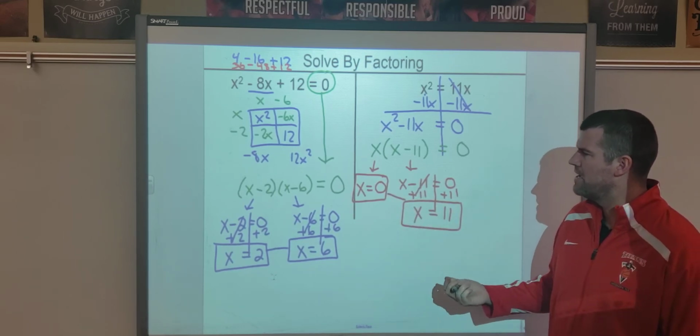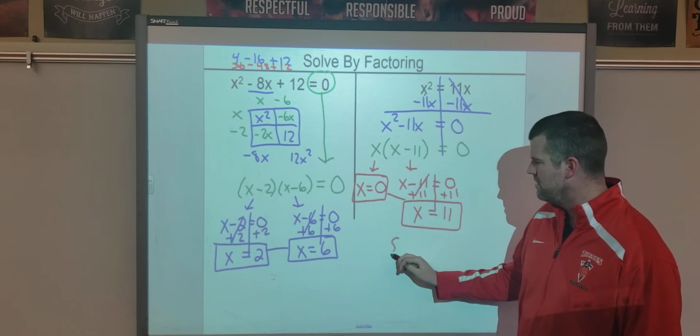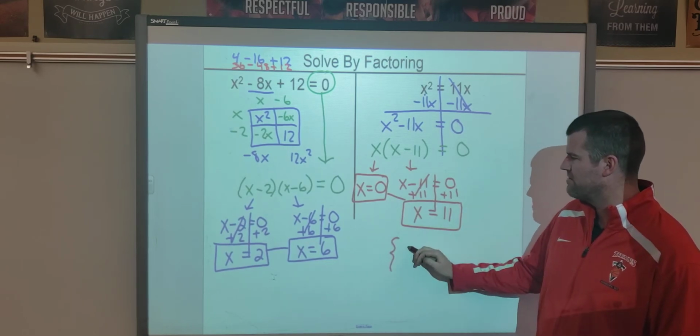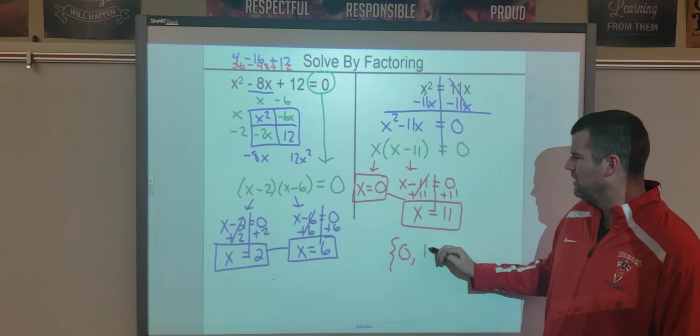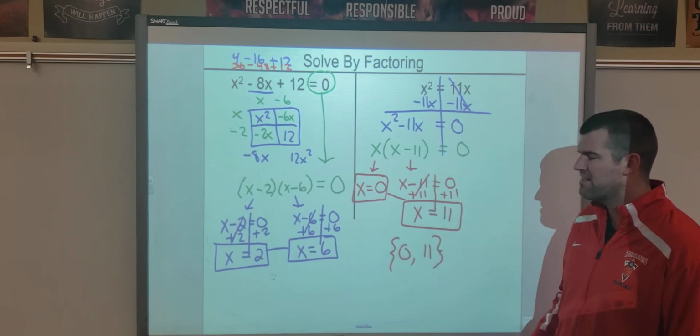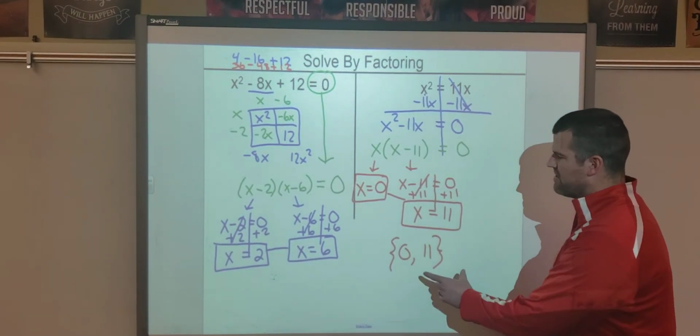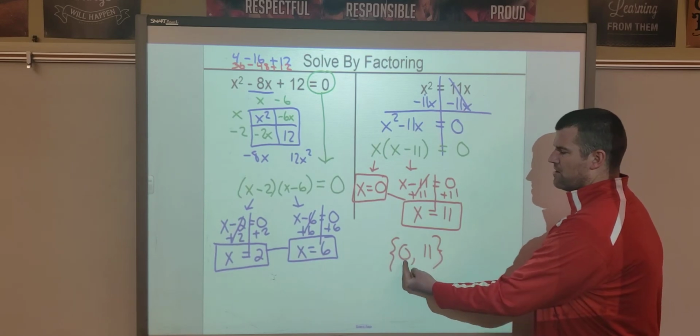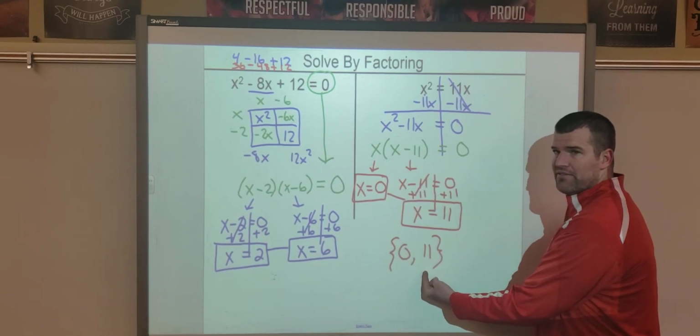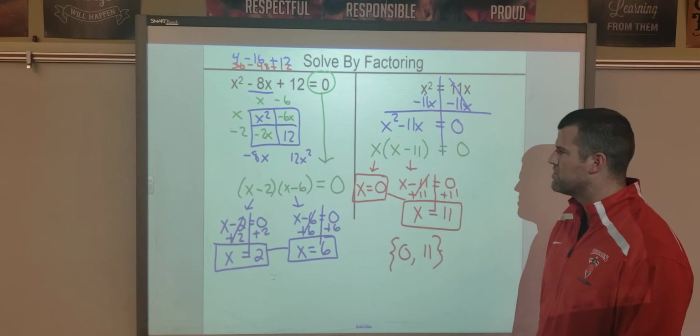When you're doing this on Elluminate, you'll probably get this kind of set notation. It'll say 0, 11. That doesn't mean it's the ordered pair 0, 11. It just means that your solution set are the numbers 0 and 11. So it's showing that both of those are solutions.